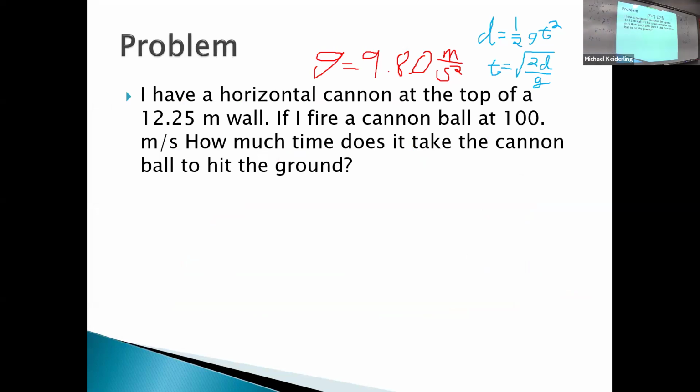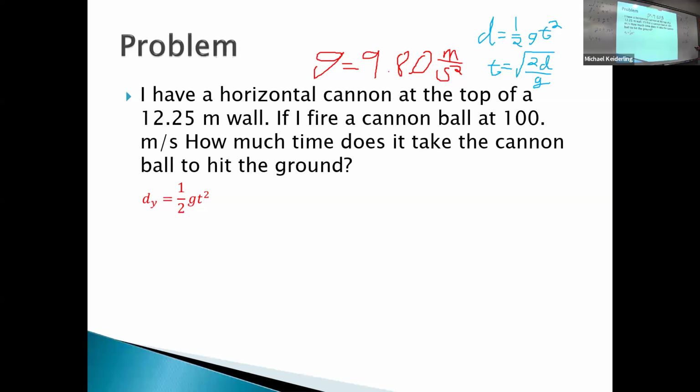So the sort of problem for this: if I have a horizontal cannon at the top of a 12.25 meter wall, and I fire a cannonball at 100 meters per second, how much time does it take the cannonball to hit the ground? So remember, an object fired horizontally falls at the same rate as a dropped object. So we can use this equation for a falling object to figure out how much time it takes for the object to hit the ground.